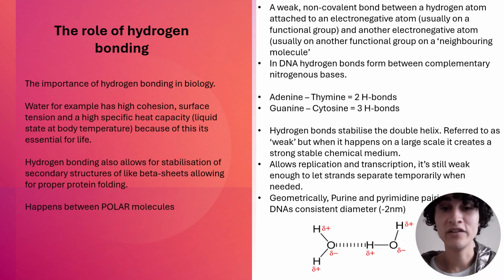Now, hydrogen bonding is a weak non-covalent bond between a hydrogen atom attached to an electronegative atom, usually on a functional group, and another electronegative atom on another functional group on a neighbouring molecule. And hydrogen bonding occurs between polar molecules, and DNA is polar, just like water, for example. And all polar means is there's an uneven distribution of electrons across the molecule, usually resulting in lone pairs of electrons, which creates a more electronegative or delta negative side of the molecule and a more electropositive side on the opposite side of the molecule.